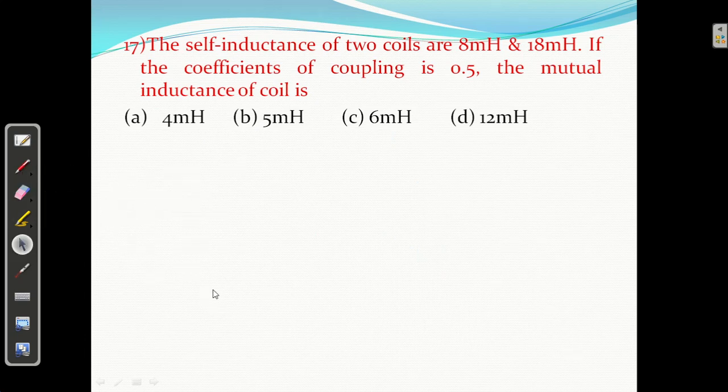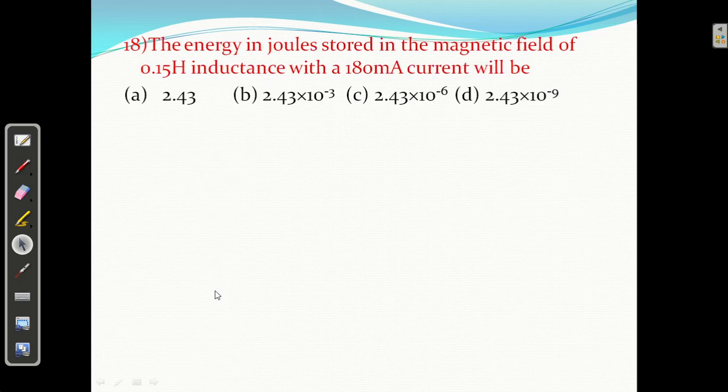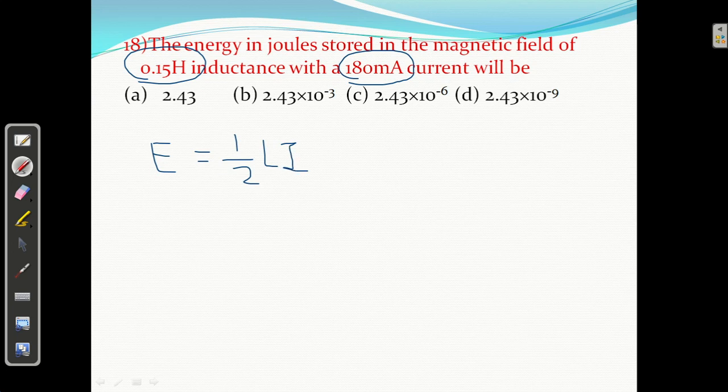Next question, question number 18. The energy in joules is stored in a magnetic field of 0.15 Henry inductance with 180 millihenry current. We know energy stored equals 1 by 2 L i square. There is another formula, energy stored in a magnetic field in terms of B and H per volume. Energy stored per volume equals 1 by 2 B into H. That question can also come, but energy stored is 1 by 2 L i square.